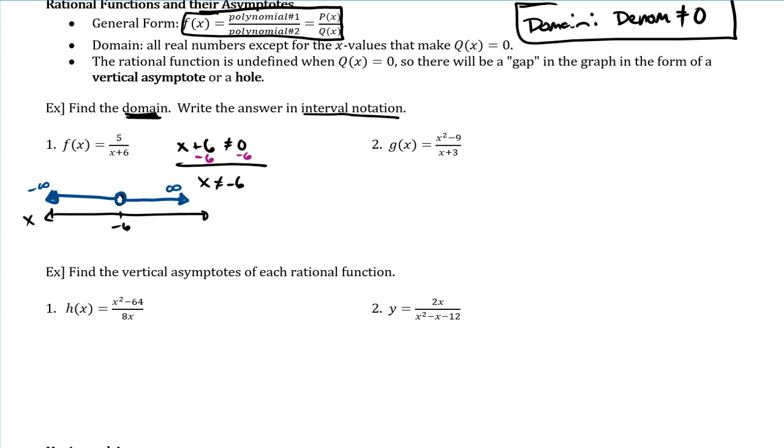The final answer is just putting this information in left to right using parentheses. Okay, so it would be negative infinity with a parenthesis on it, comma, to negative 6 is where there's a problem in the function. And then we usually use the union symbol to say there's more to this answer. Okay, so after negative 6, so a parenthesis negative 6, it goes to the right forever, so infinity. Okay, so that's what it means.